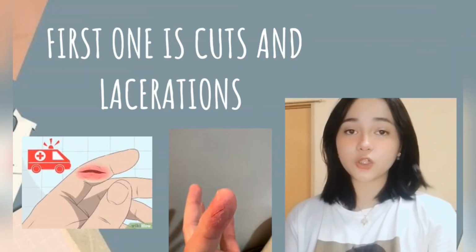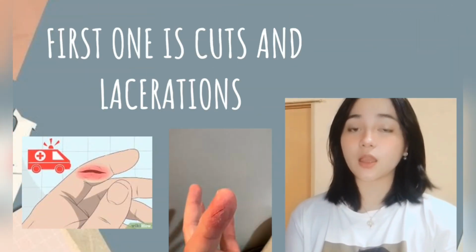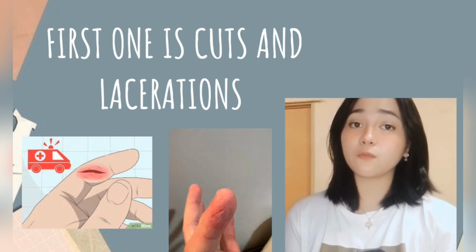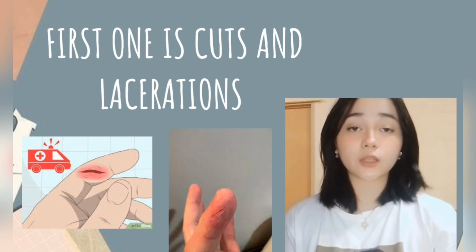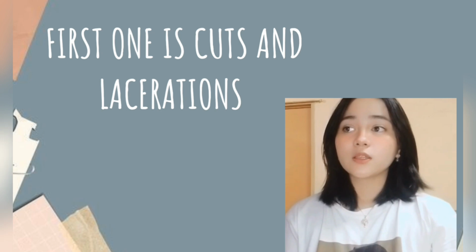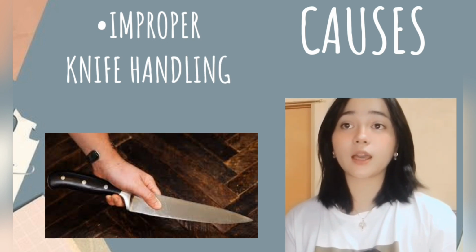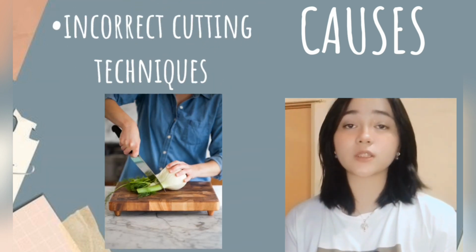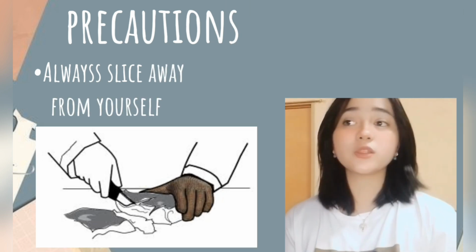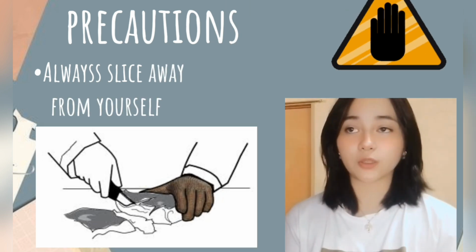The first common kitchen accident is cuts and lacerations. Cuts and lacerations are the types of wound where the skin is torn, cut, or punctured. The causes of cuts and lacerations are handling broken glass, improper knife handling, incorrect cutting techniques, and sharp edges on cans.